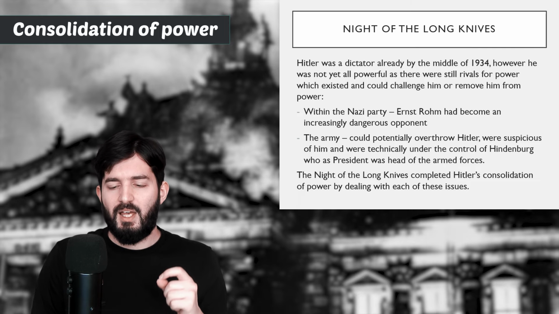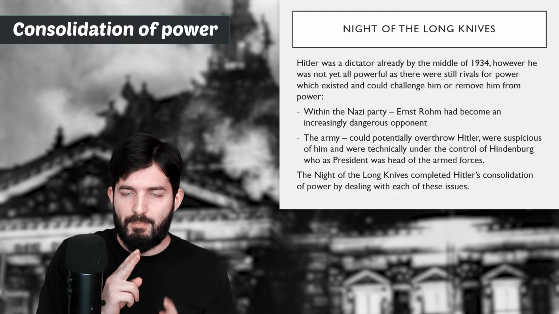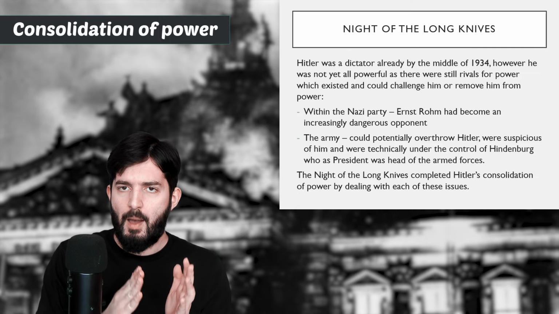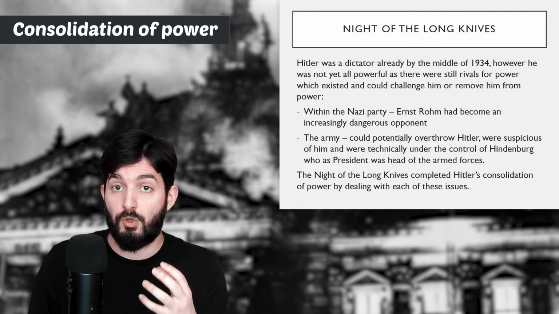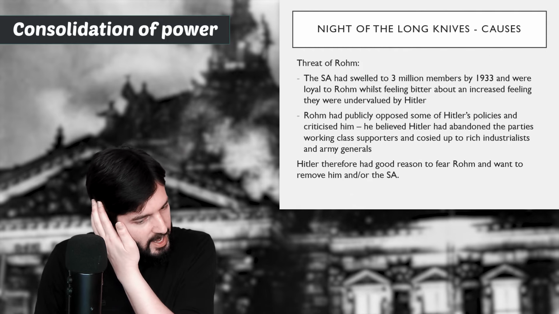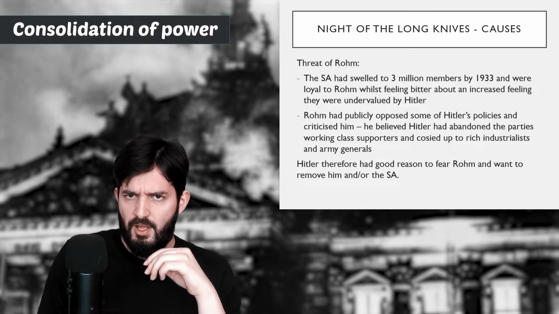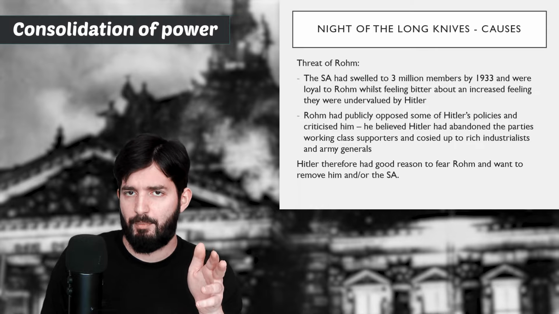So the Night of the Long Knives, Hitler is able to consolidate his power totally by dealing with both of these two issues, okay? By the end of this year, he no longer has any major power rivals or threats to his power. So why is this the case? Or what is the threat here? So the reason why the Night of the Long Knives happens, so you can get a 10-mark question about the main reasons why the Night of the Long Knives happens, okay?